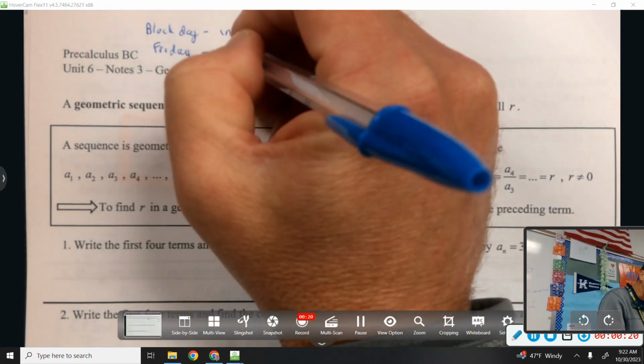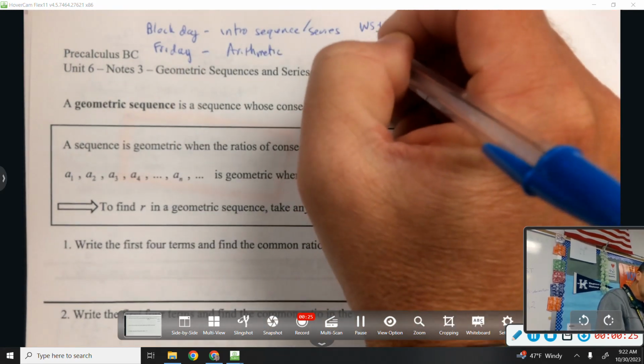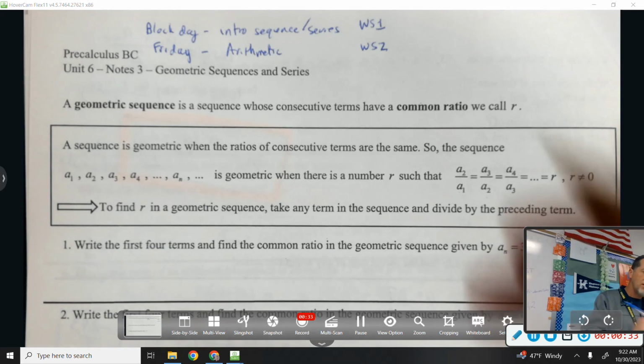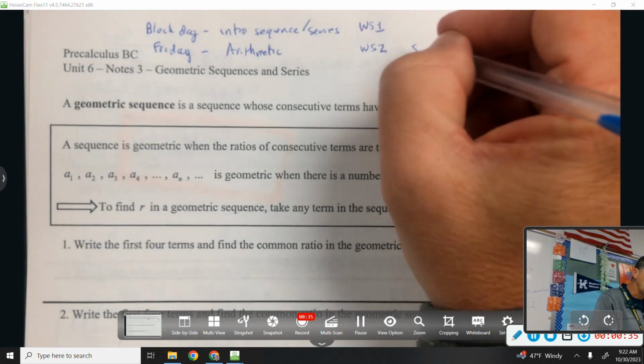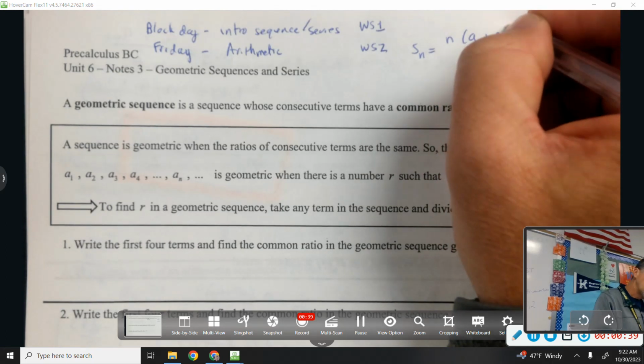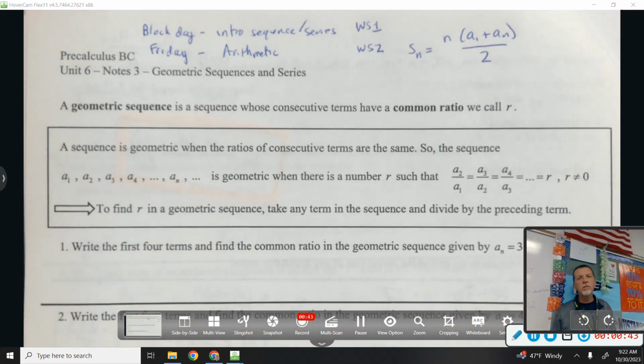Friday we did arithmetic, worksheet 2, and the main, only thing you had to memorize was the sum formula for an arithmetic sequence. So there's Friday's notes in one line. Obviously there was a little bit more to it than that.